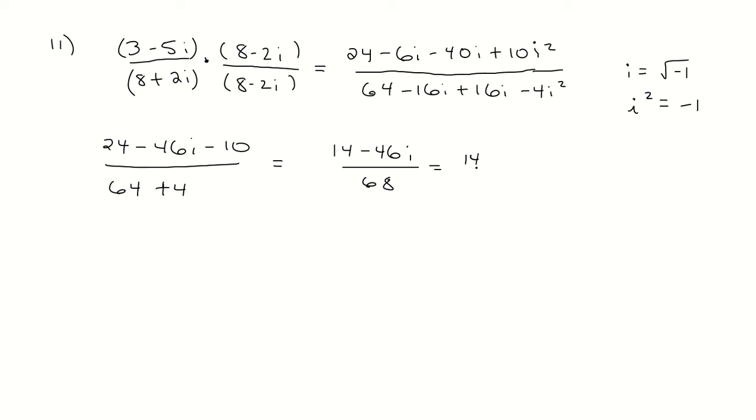Break up the fraction, 14 over 68, because this is the format that all my answers are in, so I'm going to have to break this up. 46i over 68, and now looks like I need to simplify. These are all even, so I'm just going to divide everything by 2. So I'm going to get 7 over 34 minus 23i over 34. And so that looks like I am going to pick option C.